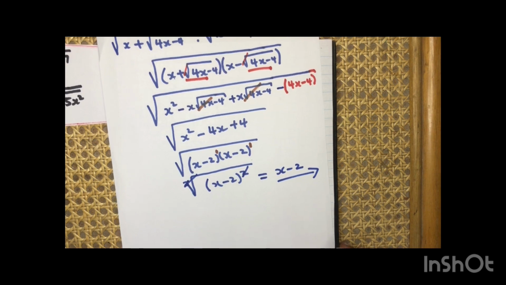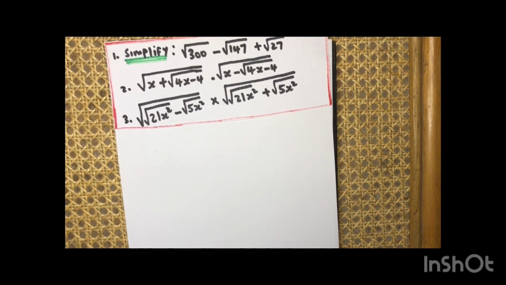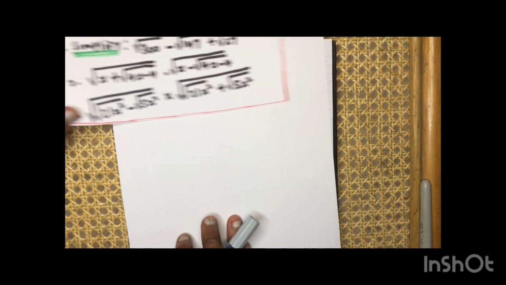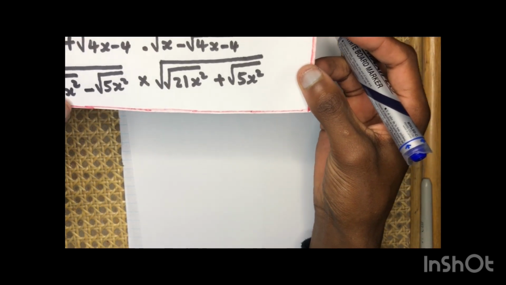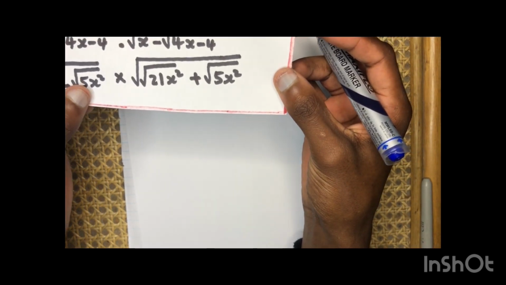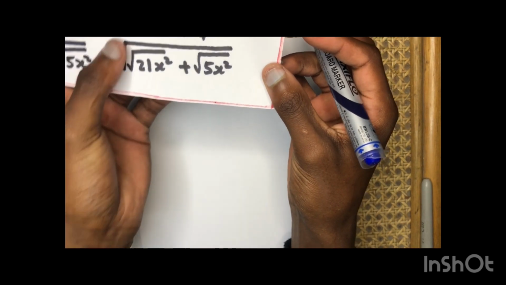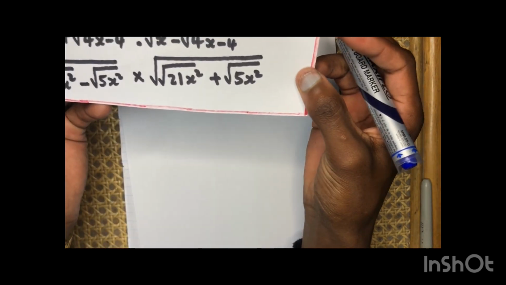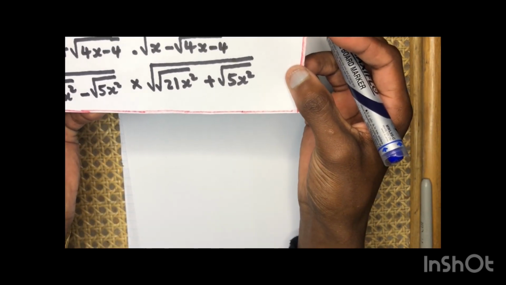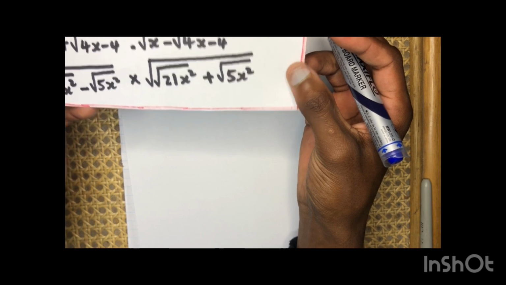So let's do the last question. Remember, guys, you can pause the video and try to attempt these questions on your own. Here we are given root into root 21x squared minus root 5x squared times root into root 21x squared plus root 5x squared. This question, guys, is similar to this one. The working is still the same. So I'm going to copy this question down.